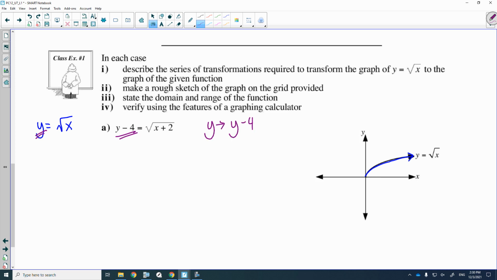Remember, that is your k value, and k would be equal to 4. And that would be a vertical translation 4 units up. So this graph is going to be translated vertically 4 units up.